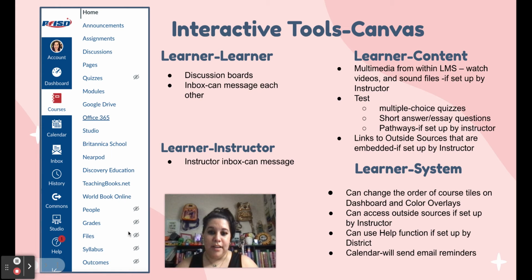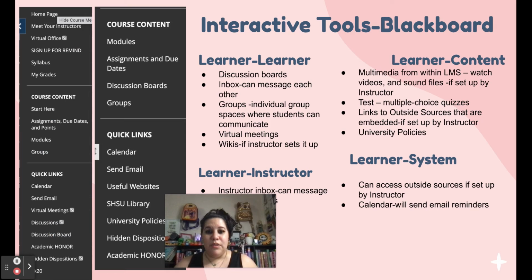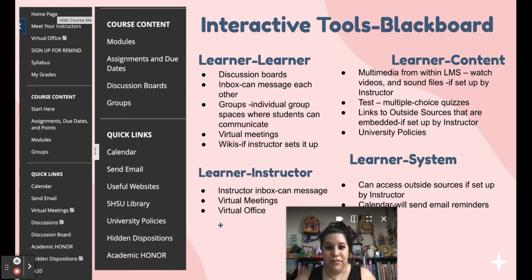Now, my district has a specific help person that has a specific phone number. There's a specific email, and they can also use the chat here that is specific to my district. So that means there's somebody at all times who is manning the help desk in Canvas if my students or teachers need help there. And then there is a calendar, and it can send email reminders if the learner sets that up. Now in Blackboard, it is a little different.